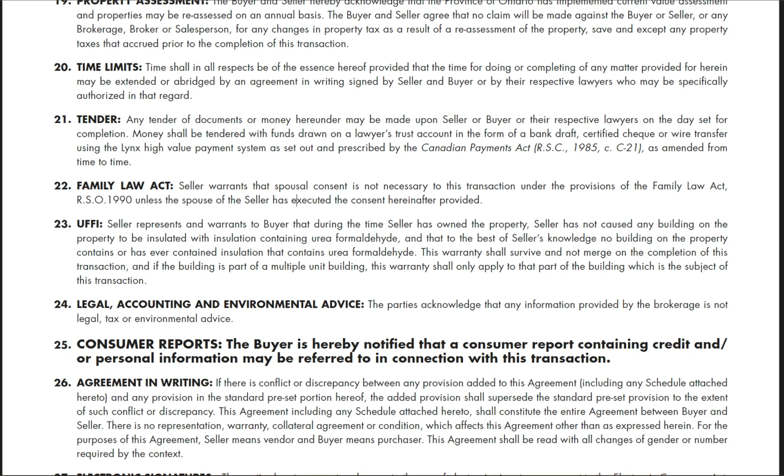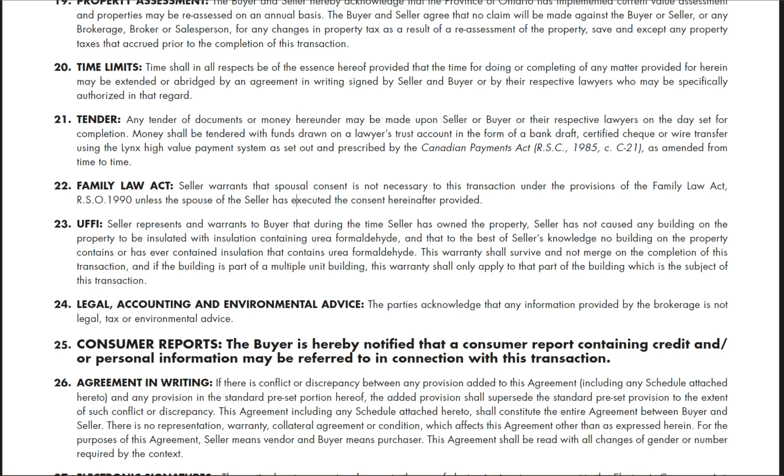So some examples would be that the seller confirms no UFFI, and the buyer later finds out. The seller states in the contract that there's never been UFFI in the home. The buyer conducts renovations after closing and discovers UFFI in the walls. The buyer can take legal action if they can prove that the seller knew there was UFFI.